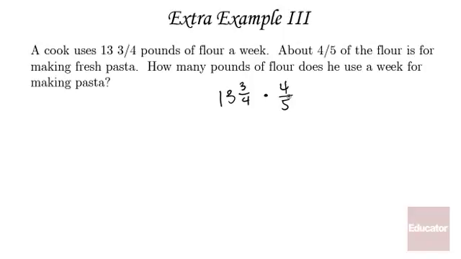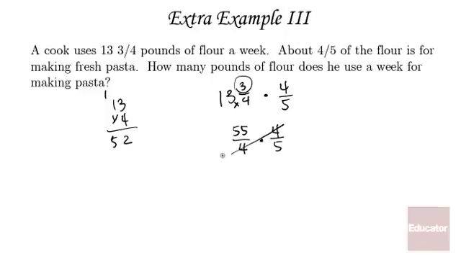Well, I need to change my mixed number into an improper fraction. So I do 13 times 4 gives me 52, and 3, plus the numerator is 55 over 4. Let's check that, 52, 55, yes. And then I'm going to multiply with 4 over 5. Remember to cross-simplify if possible, because that will give you much smaller numbers to work with.